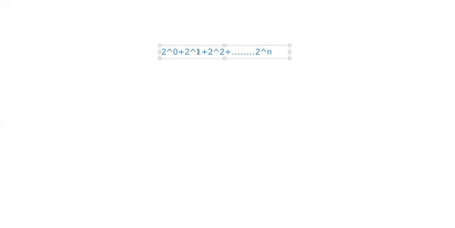The value of all the 2 power of 0 plus 2 power of 1 plus 2 power of 2 and so on to 2 power of n. If you observe this carefully, it will be the same as a geometric progression, right? So it is 1, it is 2, it is 4 and so on. 2 power of 0 into 2 is 2 power of 1. 2 power of 1 into 2 is 2 power of 2 and so on. 2 power of n minus 1 into 2 is 2 power of n.